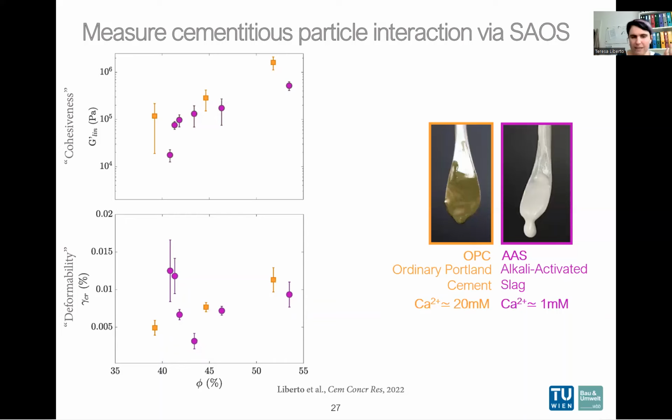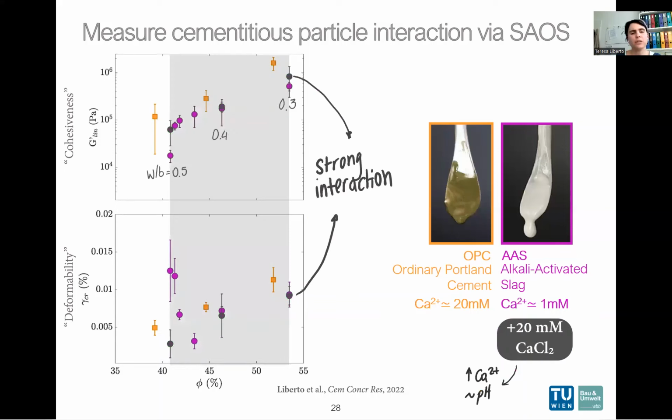So the thought we had was: okay, let's try to increase the calcium ions in the pore solution by adding 20 millimolar of calcium chloride. In this way, we can increase the calcium ions without affecting the pH and also all the other equilibria with the other ions. As you can see, the new black points show a strong interaction all over. It means that now the pore solution is more similar, and the paste also has a more similar behavior.